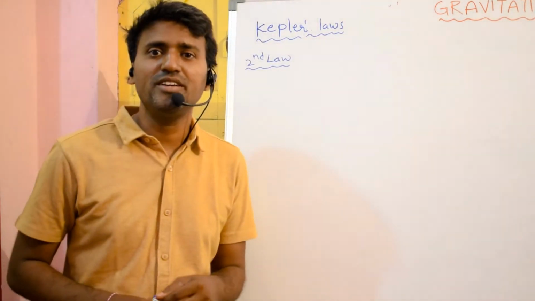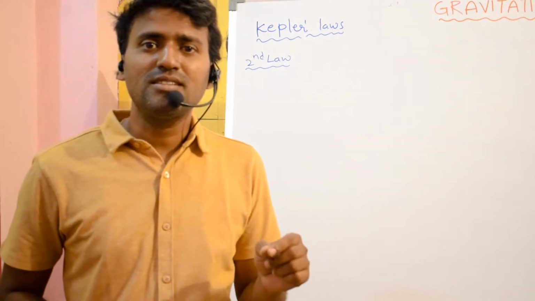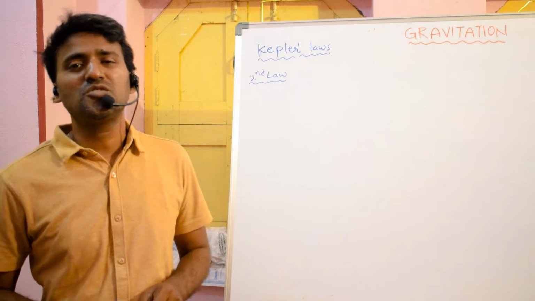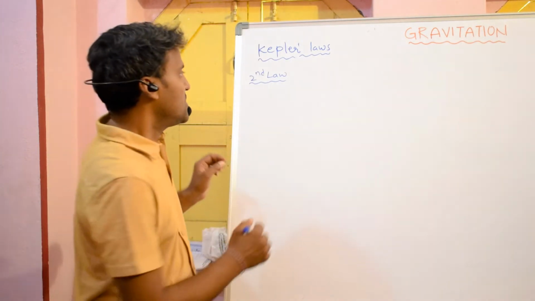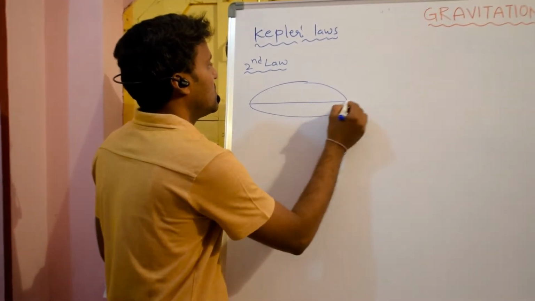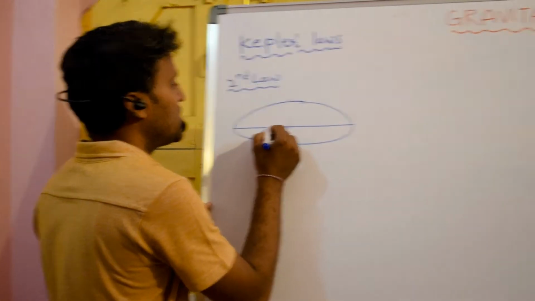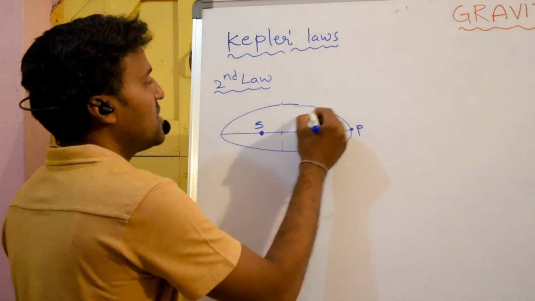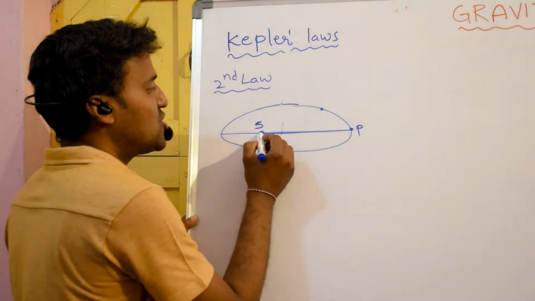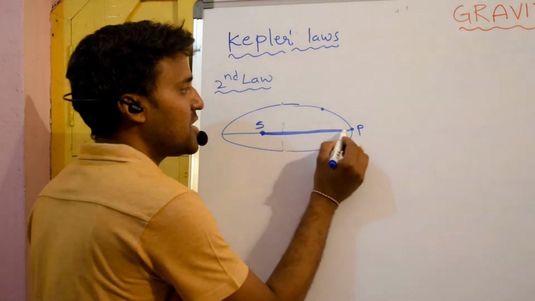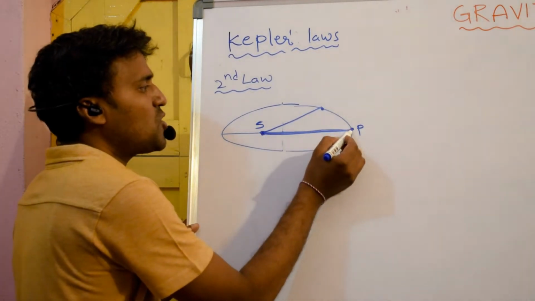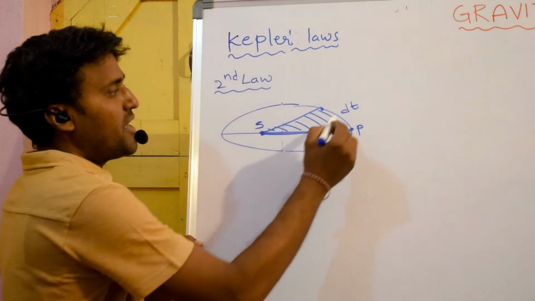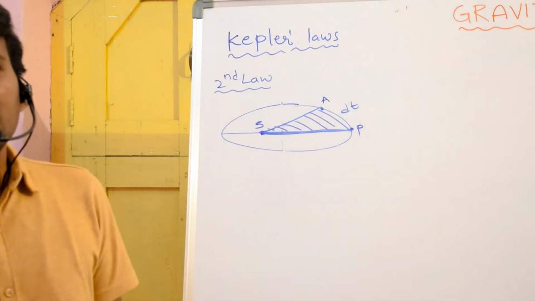Kepler's second law means that a line joining the sun and planet sweeps out equal areas in equal intervals of time. For your understanding, I am telling you: this is the sun, and the planet is at position P. A line joining the sun and planet sweeps out equal areas in equal intervals of time. That is called Kepler's second law.